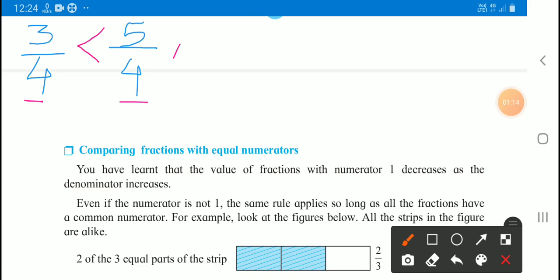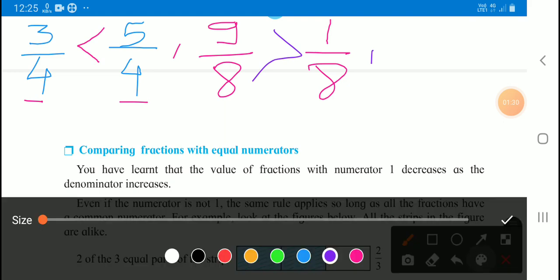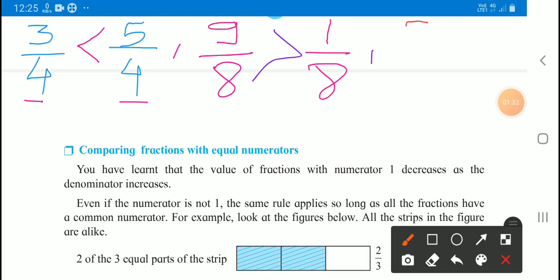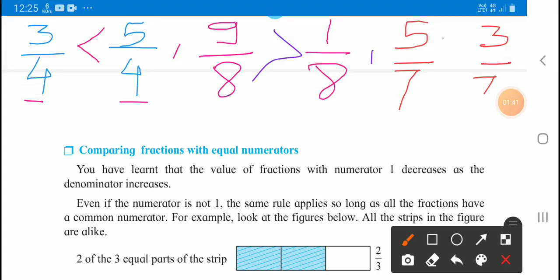One more example I will take here. 9 upon 8 and 1 upon 8. Look here, which number is greater? 9 is greater than 1. So 9 upon 8 is greater than 1 upon 8. Now the next example I will take: 5 upon 7 and 3 upon 7. Okay. Here 5 is greater than 3. So the fraction 5 upon 7 is greater than 3 upon 7.